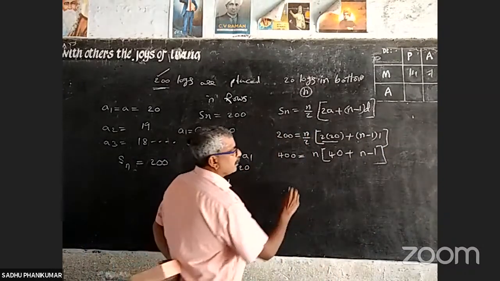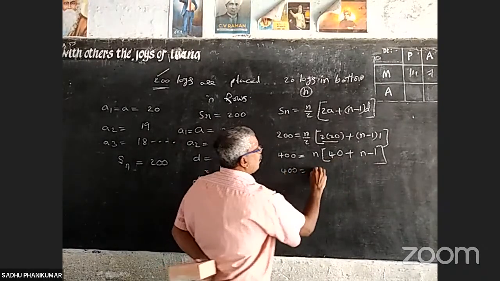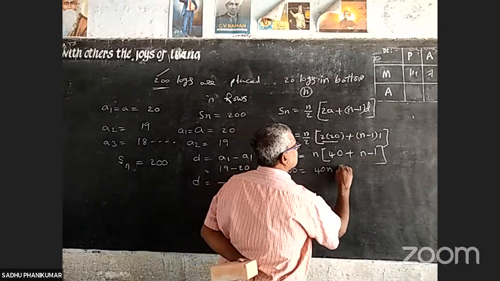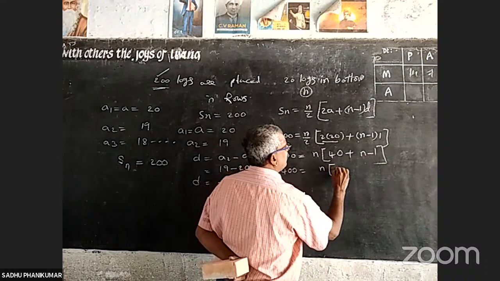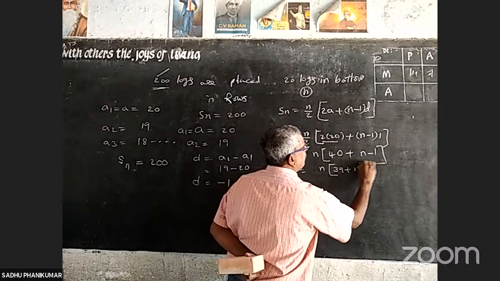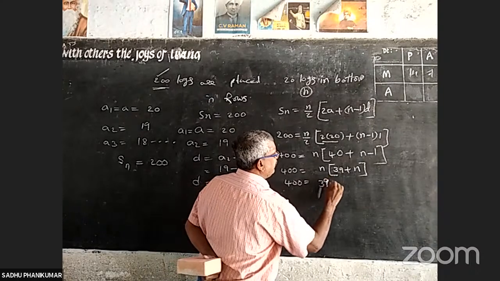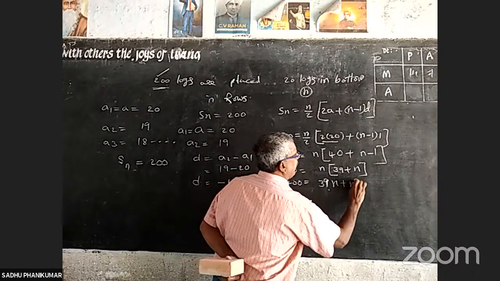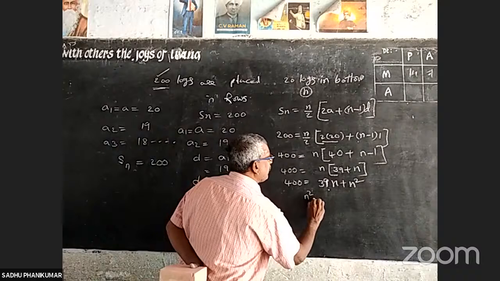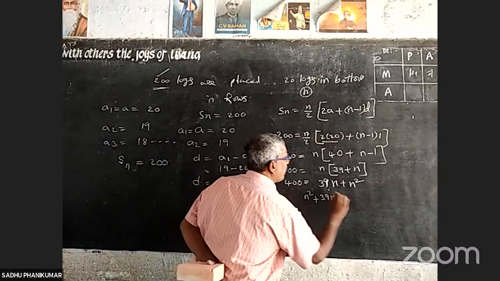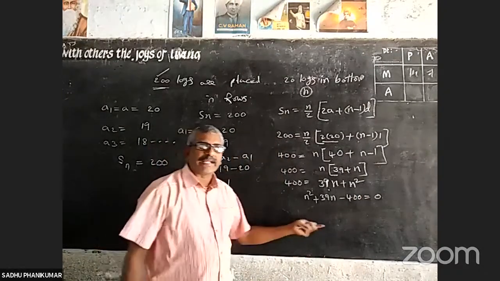Okay. So what will happen? 400 is equal to 40n plus, 40 minus 1 is 39. So 39 plus n. So that is 400 is equal to 39n plus n square. So n square plus 39n minus 400 is equal to 0. You will get a quadratic equation.